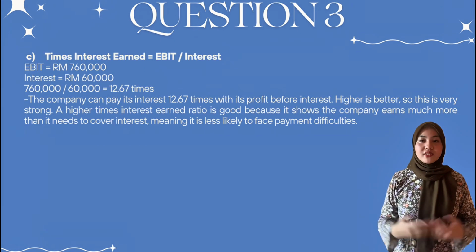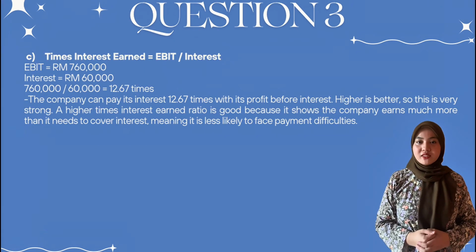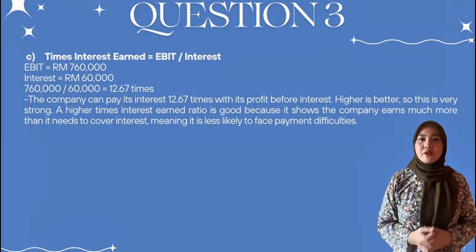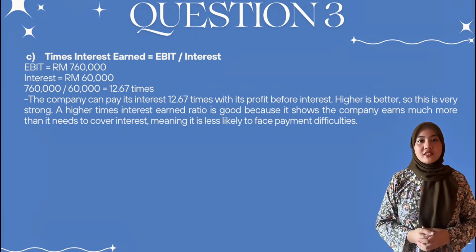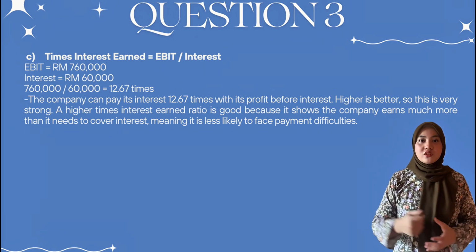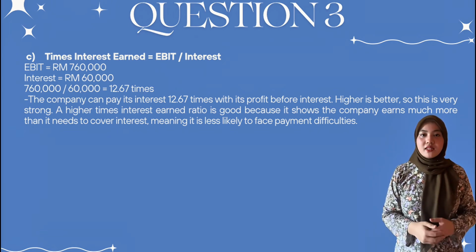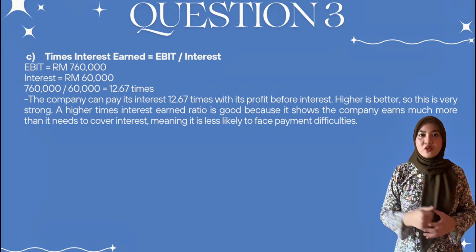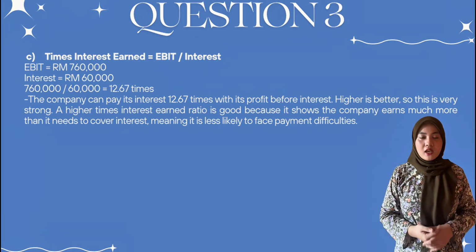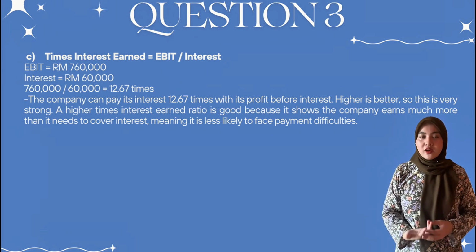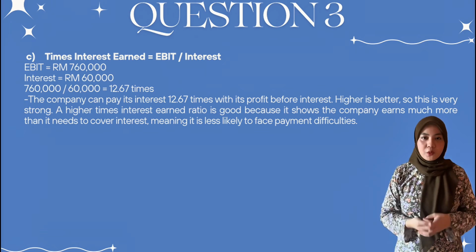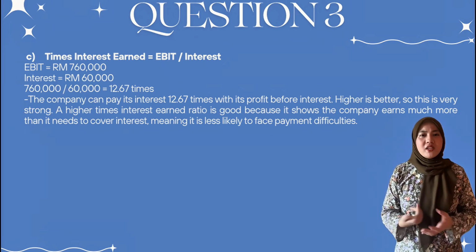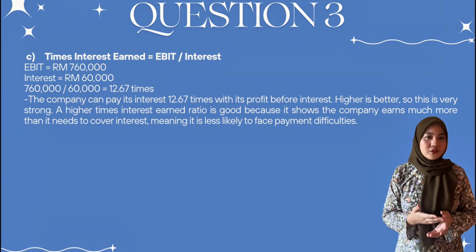The third formula is times interest earned equals earnings before interest and taxes over interest. Earnings before interest and taxes equals 760,000 ringgit. The interest is 60,000 ringgit. So 760,000 over 60,000 equals 12.67 times. For the analysis, the company can pay its interest 12.67 times with its profit before interest. Higher is better, so this is very strong. A higher times interest earned ratio is good because it shows the company earns much more than it needs to cover interest, meaning it is less likely to face payment difficulties.